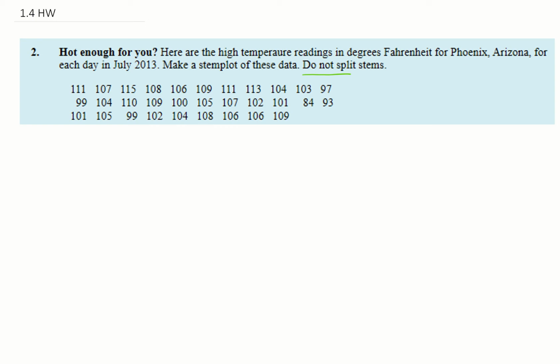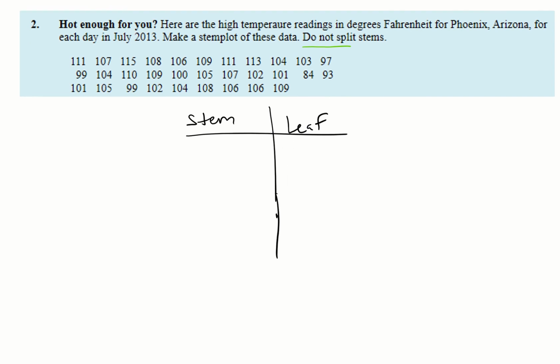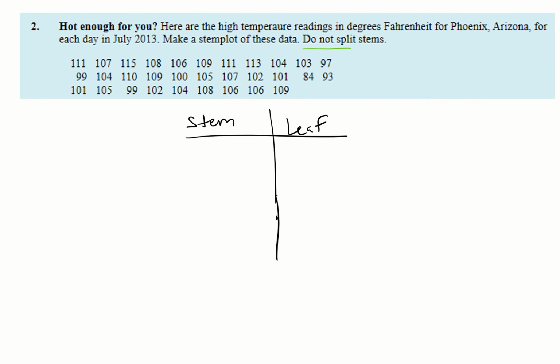So first off, we want to figure out what the smallest stem is. We have the stem on the left side and the leaf on the right side. We have to have some kind of key, remember, for this. The smallest number in general looks to be about 84. So 84 is our smallest reading.